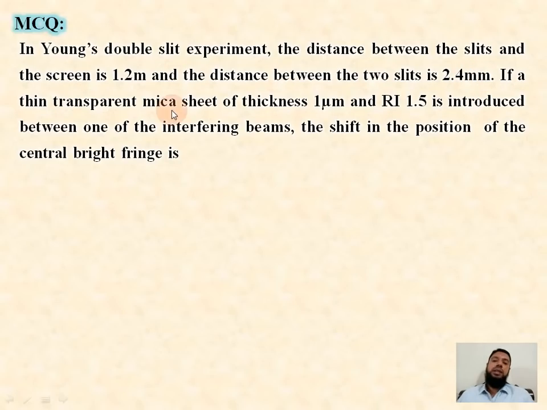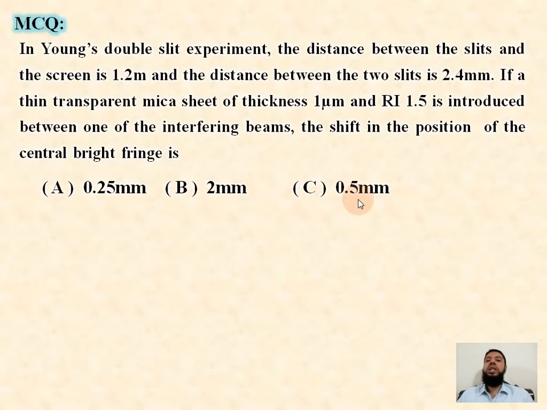If a thin transparent mica sheet of thickness 1 micrometer and refractive index 1.5 is introduced between one of the interfering beams, the shift in the position of the central bright fringe is option A 0.25 millimeter, option B 2 millimeter, option C 0.5 millimeter, and option D 0.125 millimeter.